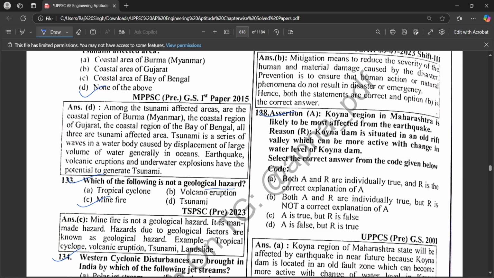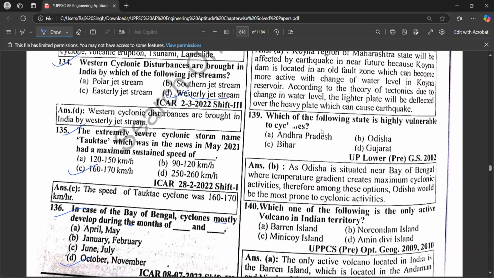Koyna region in Maharashtra is likely to be most affected by earthquakes. Koyna Dam is situated in an old rift valley, which can become more active with the change in water level in Koyna Dam. Hence both statements are correct, and R is the correct explanation of the assertion.